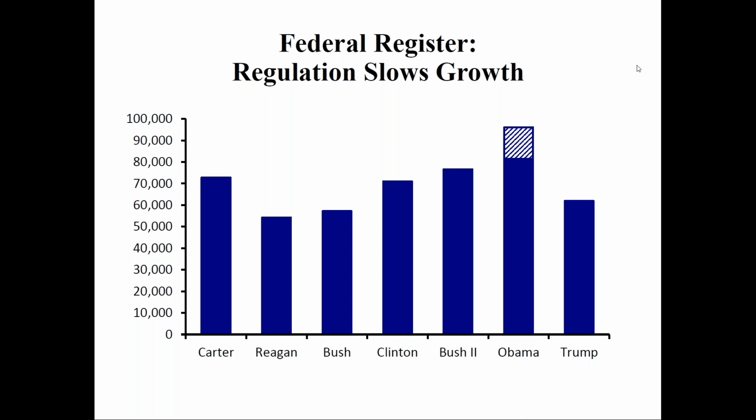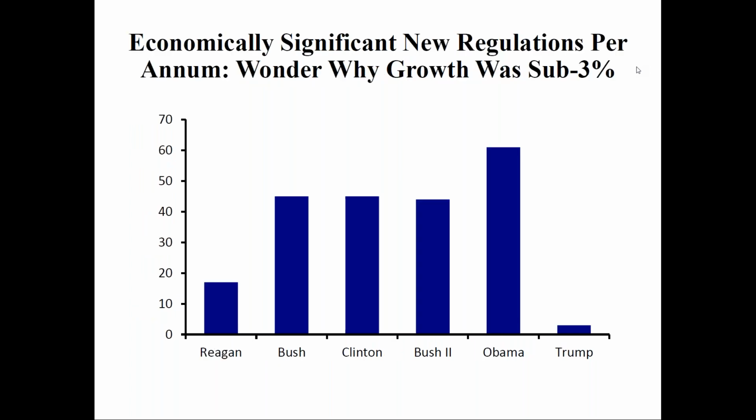Go to the next. There's another metric, I think it's George Mason University has come up with, economically significant new regulations per annum. Under Reagan, they only started it with Reagan. Under Reagan, it was about 17 per year. Under Bush Sr., 45. Clinton, about the same. Bush Jr., about the same. And you can see that under the Obama administration, it jumps up to the 62 range. Again, regulation brings about lobbying and compliance rather than investment.